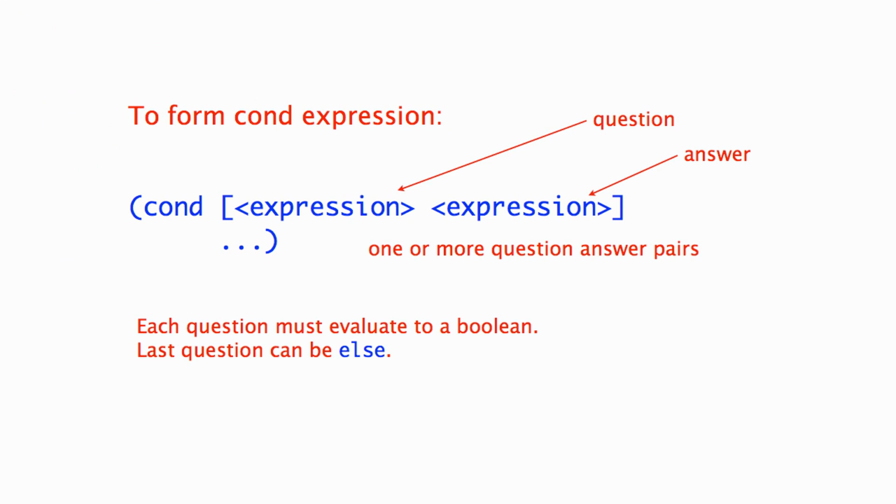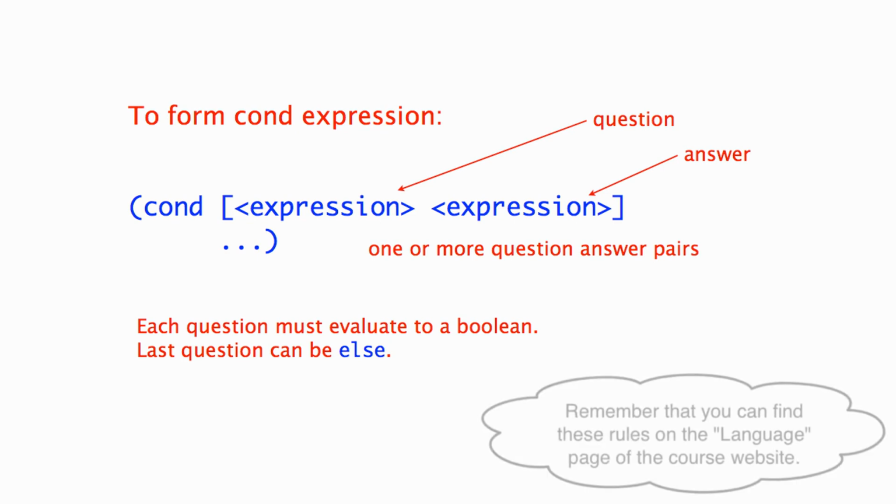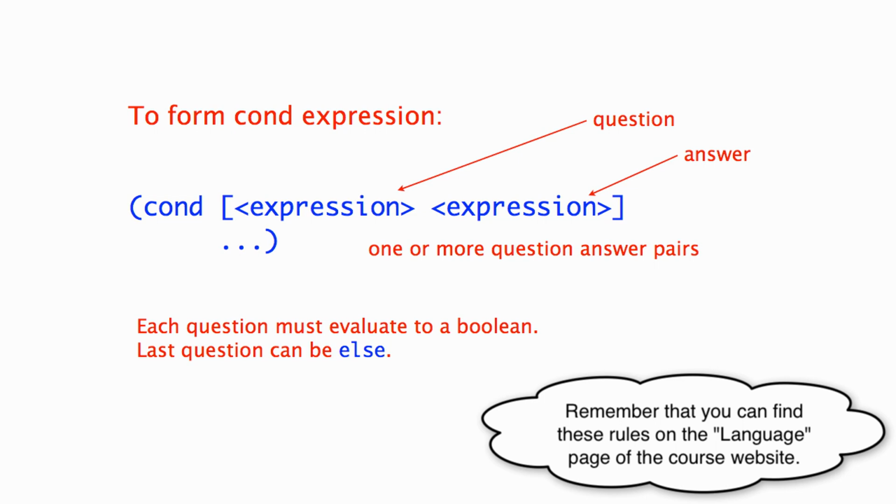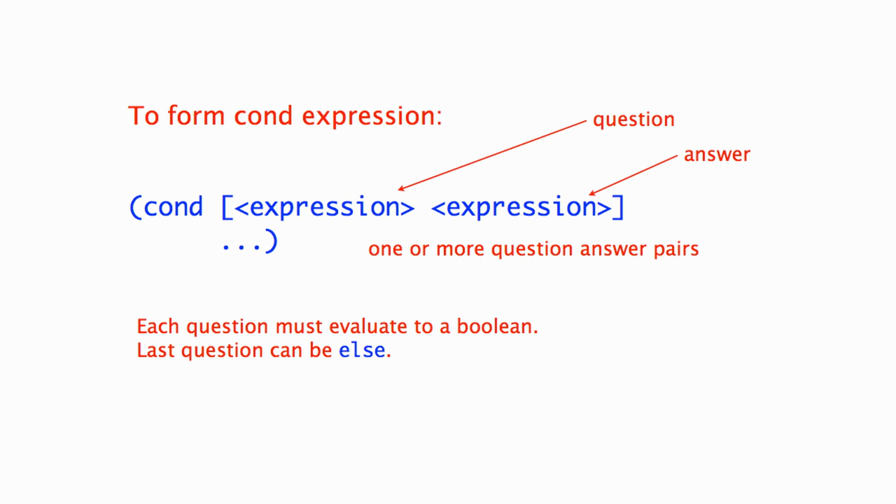Now we'll do the usual thing and look at the rules for forming a cond expression. It's just open paren cond, and then one or more question-answer pairs, where each question-answer pair is open bracket, a question expression, and then an answer expression in a closed bracket. And all of the question expressions have to produce a Boolean, except the last question expression, which is allowed to be the special word else, which is going to mean if you get to this question-answer pair, definitely produce this answer.